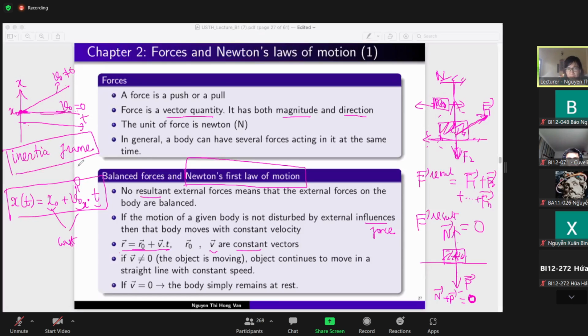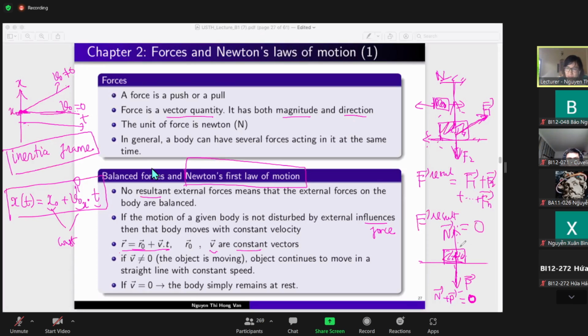Inertial frame is a frame that satisfies the first law of Newton. To satisfy the first law of Newton means that if the body is at rest, in this case, the force is balanced. These forces are proportional and balanced, and the resultant force is 0.